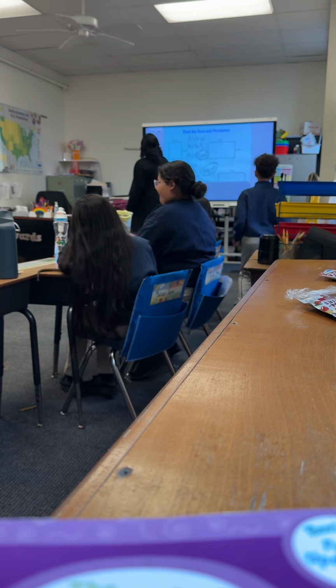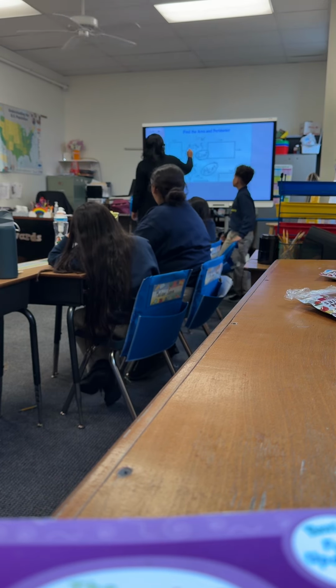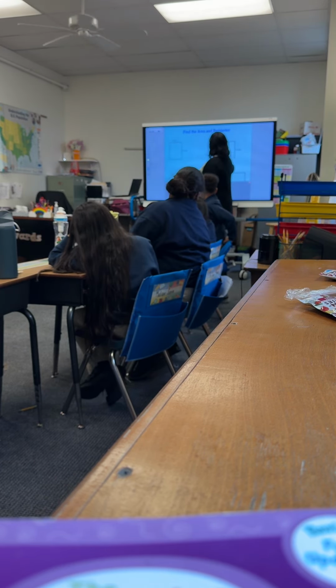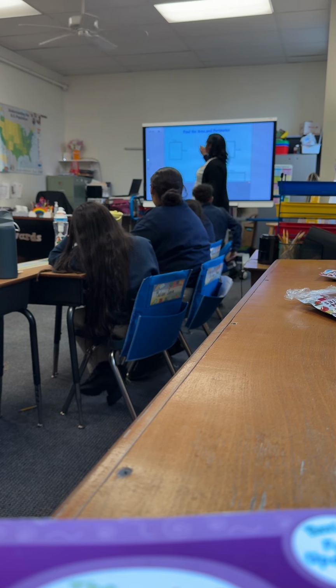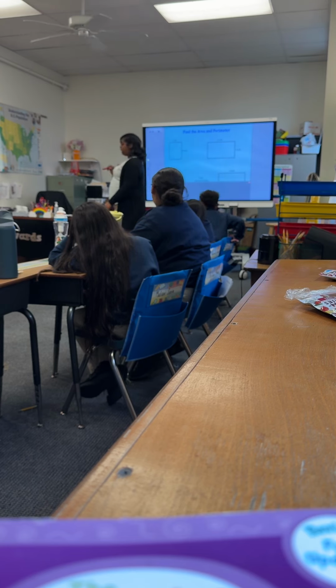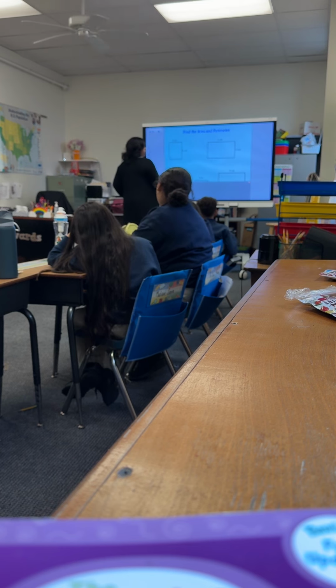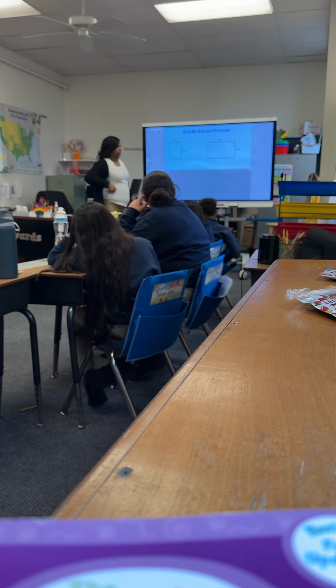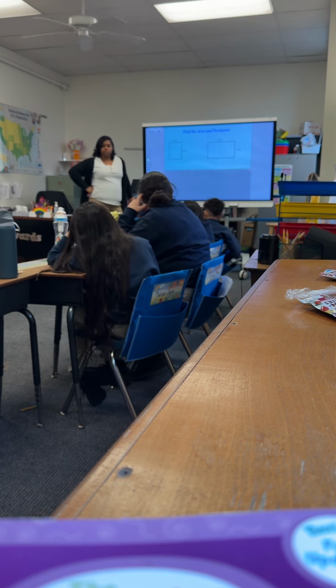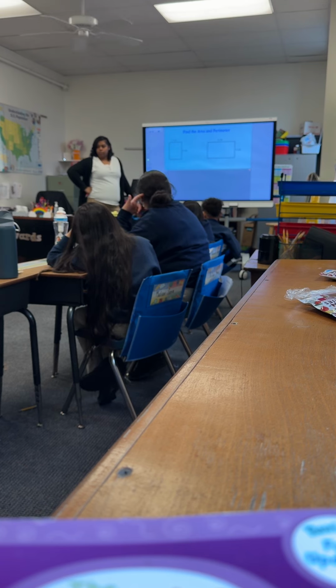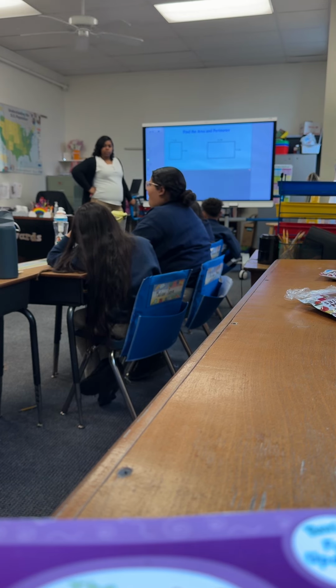Alright, so I'm going to erase all of this. Let's see if we can find area and perimeter without writing out all of our formulas here. So I have a rectangle that is 6 centimeters wide, 4 centimeters long. What's the area of that rectangle? Dylan.